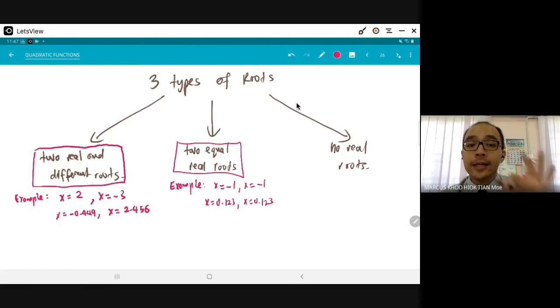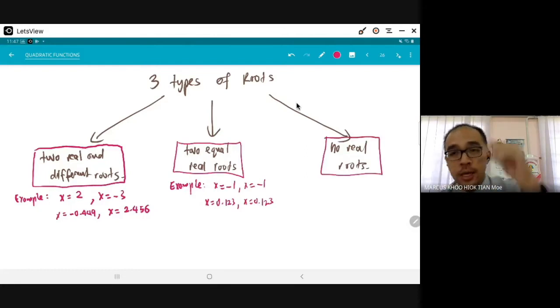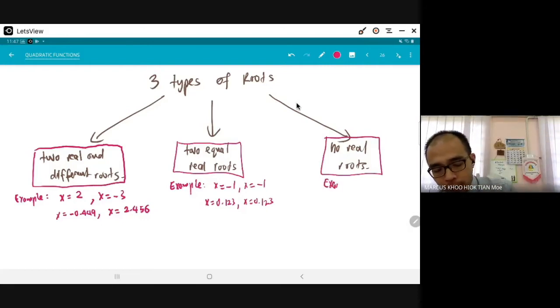Okay, the third situation is no real roots. Okay, no real roots is bila kamu kira, terus kamu punya jawapan yang kamu dapat dalam kalkulator akan menunjukkan made error.